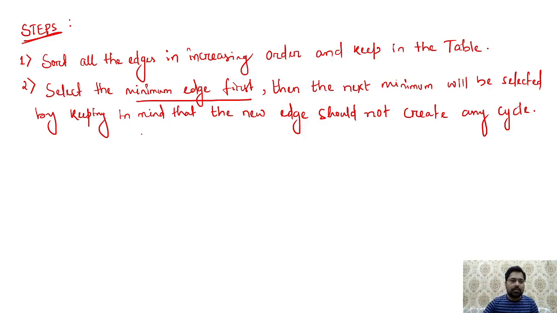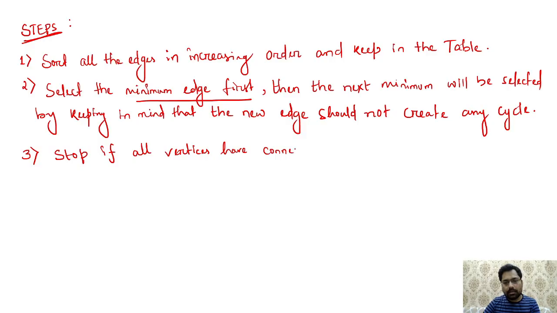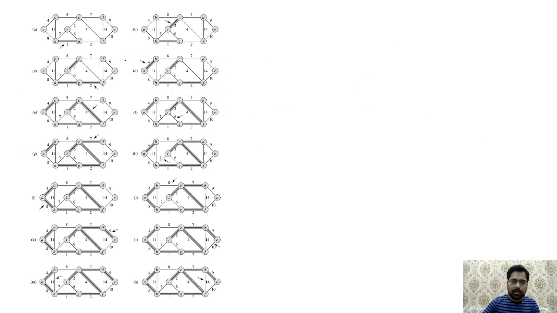So when will we stop? If all vertices have connected. Clear? So you have to stop if all the vertices are connected. I'll run that example as written in the book.